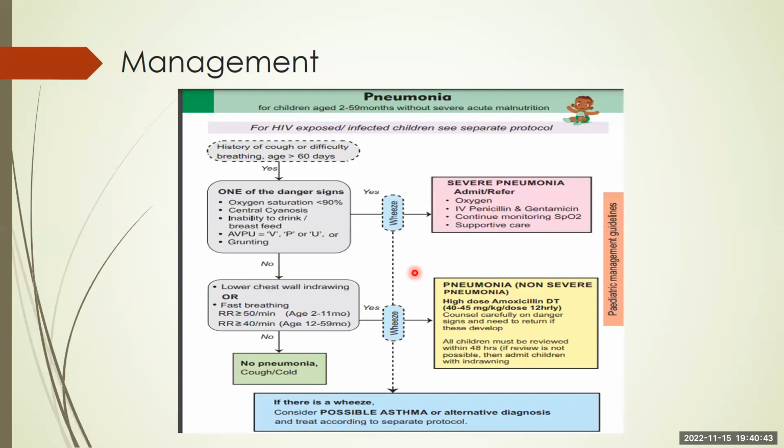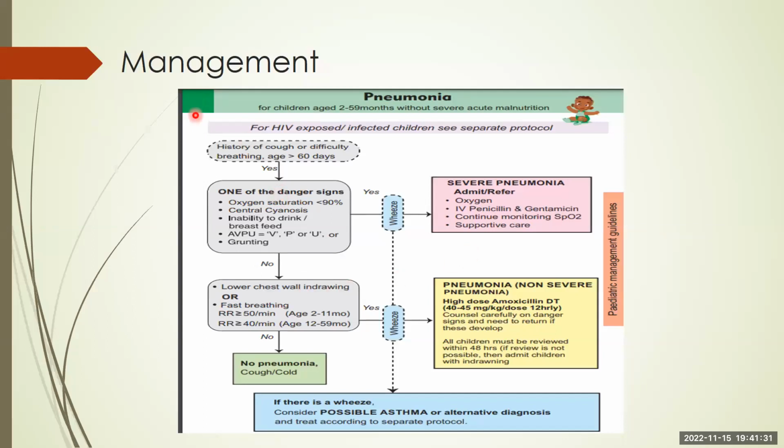Okay. So for the management of pneumonia, if a child comes with a history of cough or difficulty in breathing and is more than 60 days old, and if there is any of these danger signs, like oxygen saturation of less than 90%, central cyanosis, inability to drink or breastfeed, AVPU less than alert, and grunting, that will be severe pneumonia, and you should immediately admit the patient or refer, give oxygen, give IV penicillin and gentamicin, then continue monitoring the SpO2 and supportive care, like ensuring there is adequate hydration.